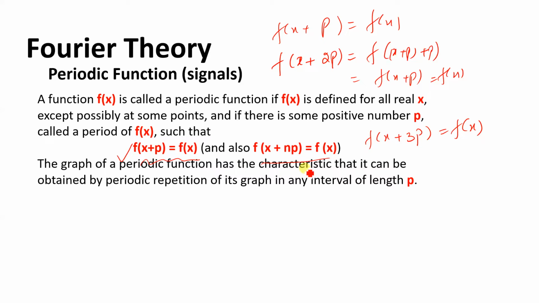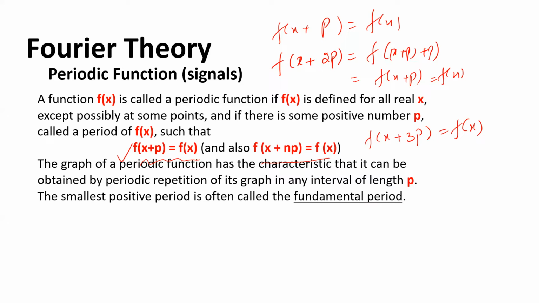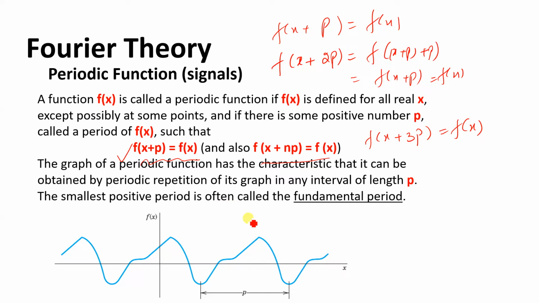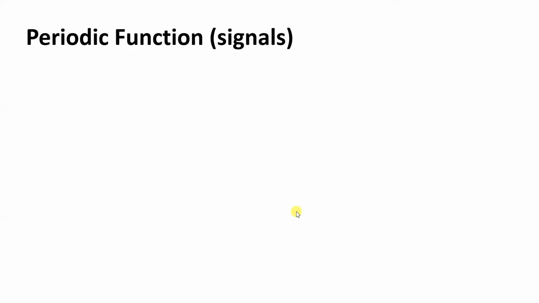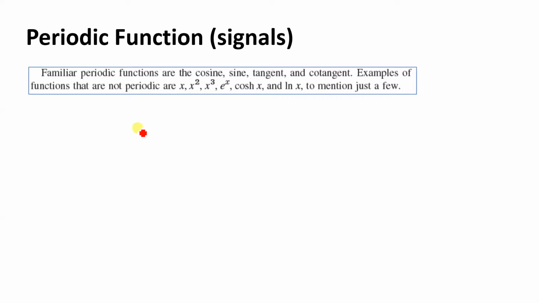So the graph of a periodic function has the characteristic that it can be obtained by periodic repetition of its graph in any interval of length p. The smallest positive period is often called the fundamental period. There are a few examples of periodic functions like the cosine function, sine function, tangent function, and cotangent function. The period of the cosine and sine functions is 2 pi. Similarly, the period of the tangent function is pi. And there are a few examples of non-periodic functions like polynomial functions, exponential functions, hyperbolic functions and logarithmic functions.